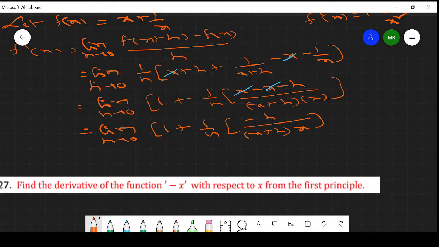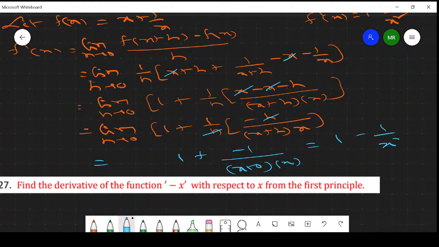Again this h and this 1 by h will get cancelled. Applying the limit, limit of a constant is constant, limit of 1 is 1. Substitute the limit here: minus 1 by (x plus 0) into x. You substitute the limit and it comes 1 minus 1 by x square. So that is the required answer, 1 minus 1 by x square is your answer.